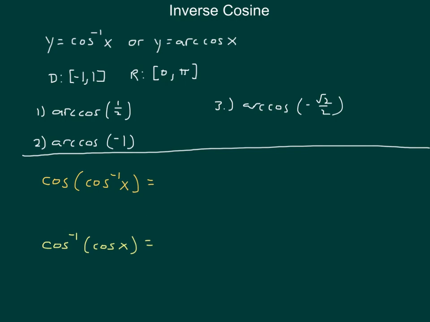Now let's take a look at the inverse cosine. We'll define that inverse trig function. In this case, for the inverse cosine, again, we have the two notations, cosine to the negative 1 or arc cosine, and they are both read as inverse cosine.